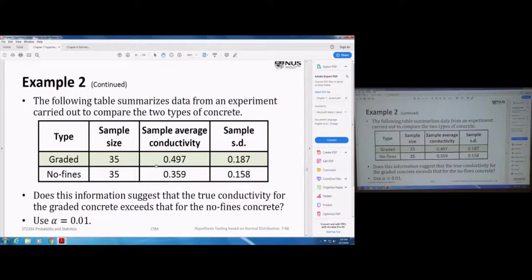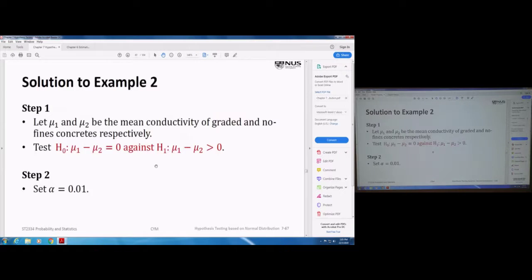And the question we want to ask in this particular study is, does this information suggest that the true conductivity for the graded concrete exceeds that for the no fines concrete, and alpha is equal to 0.01. Okay, so again, basically the idea is that we're going to test a hypothesis about the difference in the mean parameters of these sampling distributions, which, as we say, are approximately normal, or N1 and N2 are large enough, but their variances are different and unknown.